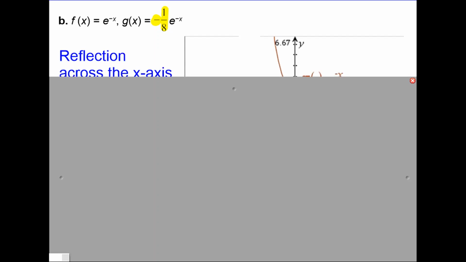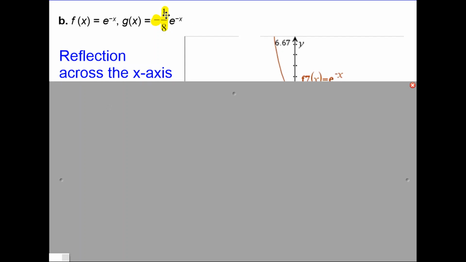B. I'm starting with f of x equals e to the negative x. My g of x is negative 1/8 e to the negative x. Look at your differences. The only differences I have in these two functions are going to be the negative right here and the 1/8 right there. So the negative is in front. It is not in any parentheses, so that's going to tell me a reflection across the x-axis.